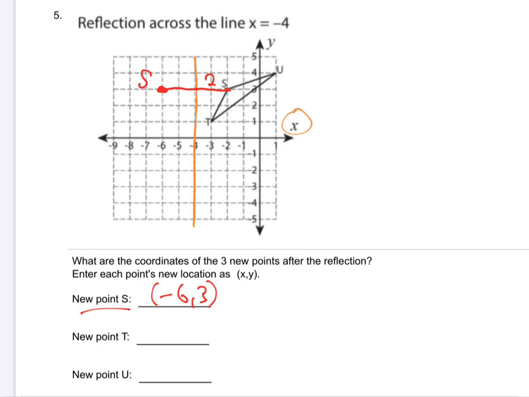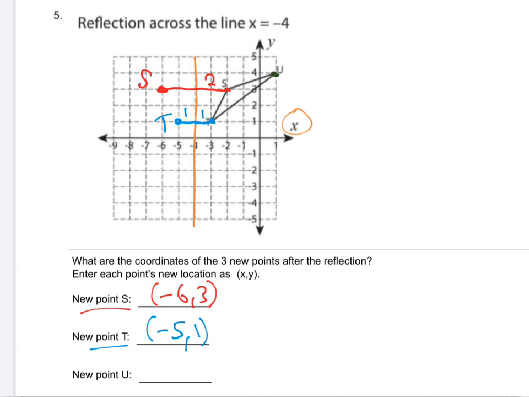Okay, let's do the next one. T. So for T right here, straight at the line, same distance other side. 1 here, 1 here. Boom, there it is. There's the image of T. What's the coordinates of that point? Back 5, up 1. And now U, where are we going to find point U?